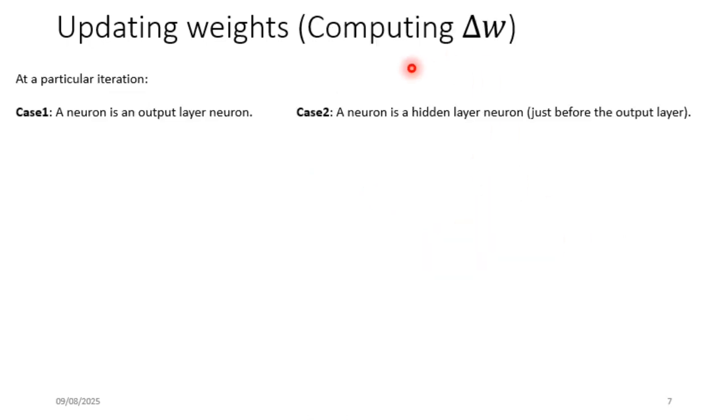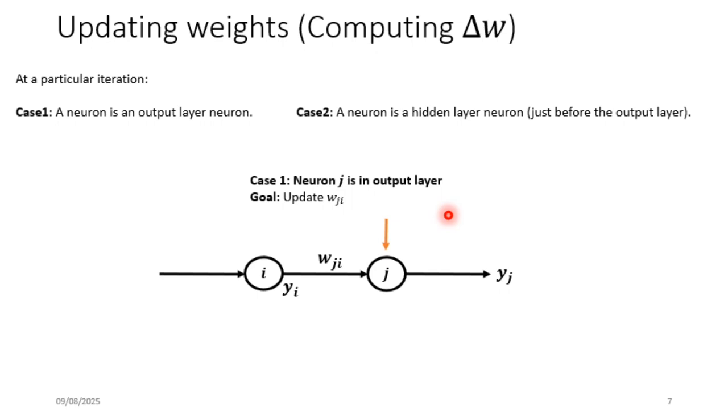Now for computing delta W, we are considering two cases. One where the neuron is in the output layer, and the second where the neuron is in the hidden layer just before the output layer. Let's start with case 1, where the neuron is in the output layer. The neuron we are considering is j, which is connected to neuron i in the previous layer, and the weight of the connection is Wji. Yi is the output that we are getting from neuron i.